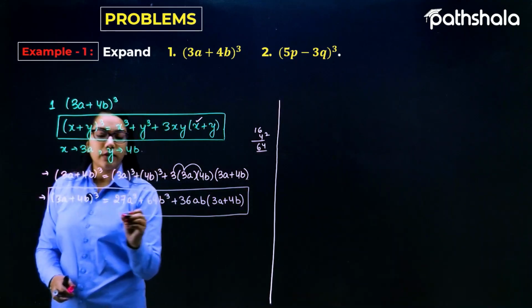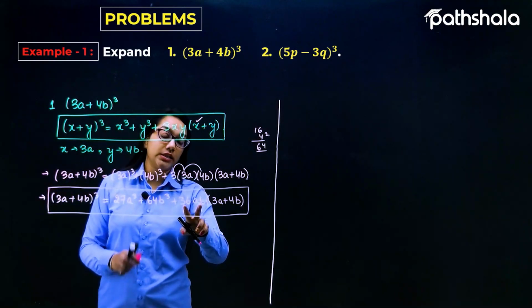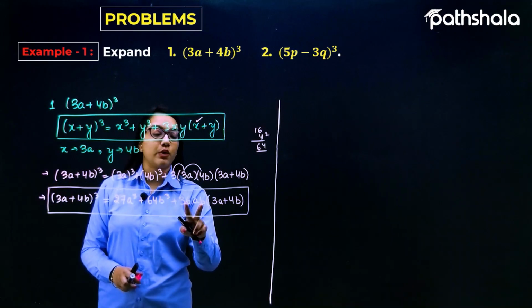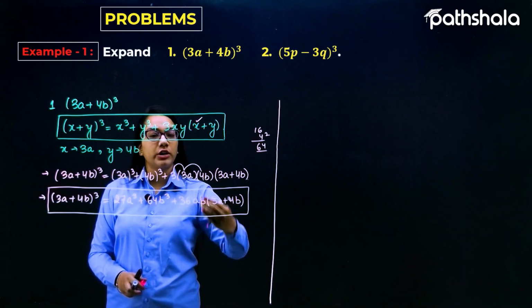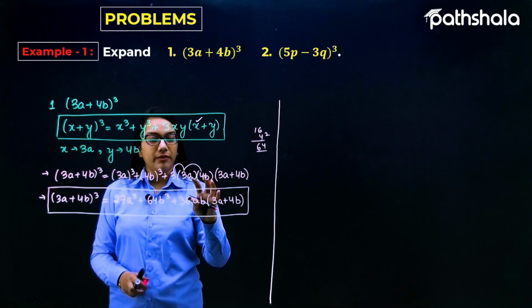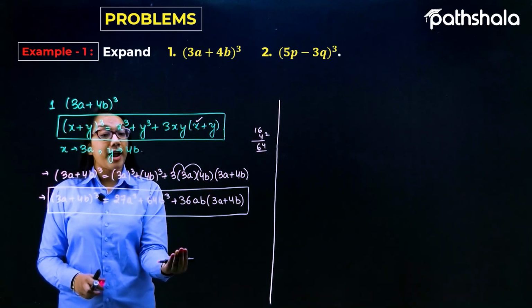We can further expand it as we can multiply 36ab with 3a, and we can also multiply 36ab with 4b. So that will be the further expansion out of it. But we can also say that this is nothing but our answer, or else we can expand it further.